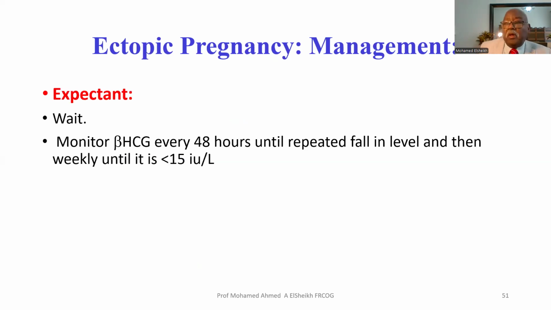So having had those present, we go for the expected management. Wait, then monitor the beta HCG every 48 hours until repeated fall in level, and then weekly until it is less than 15. So wait, monitor beta HCG. When it comes to normal, that's to say the ectopic has been resolved.